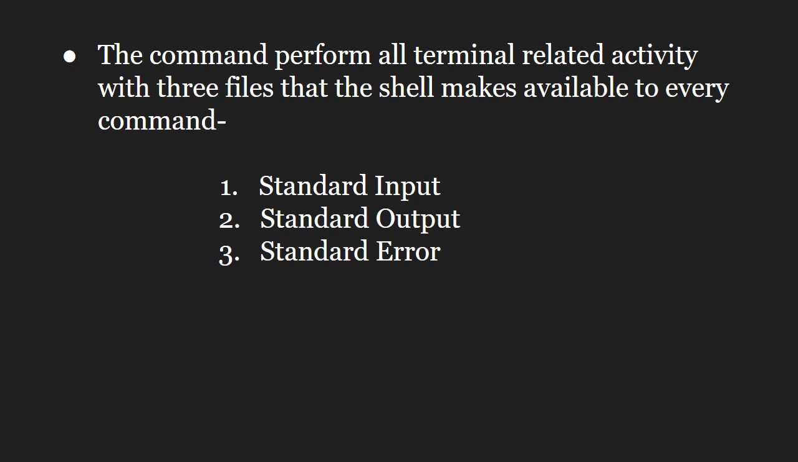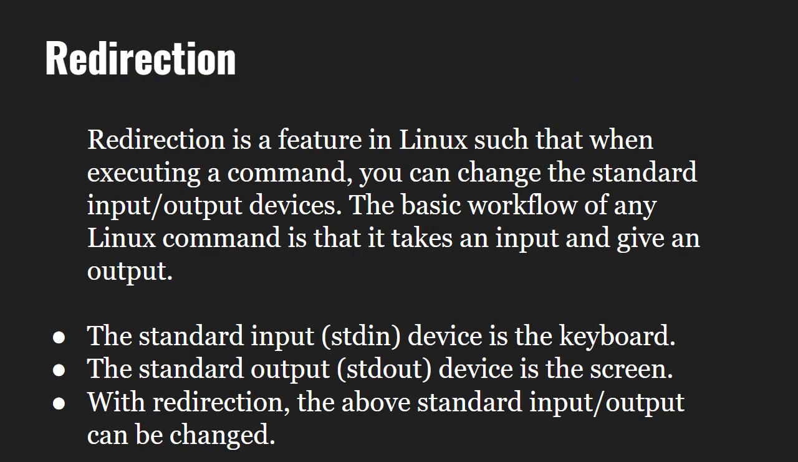Standard error: the file or stream representing error messages that originate from the command or shell. This is also connected to the display. Every command will always find these files open and available. The files are closed when the command completes execution. Now, let's learn about redirection.